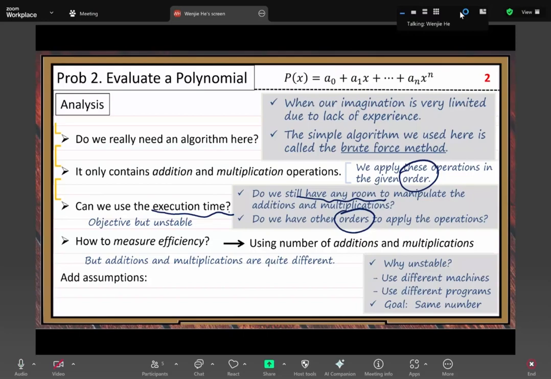So in order to make a fair comparison, because now when you have one addition and one multiplication, both number one, you cannot do a fair comparison, right? Because one multiplication is slower than one addition. So in order to do a fair comparison, we need to add some assumption to level the battlefield. So what kind of assumption do we need to add?